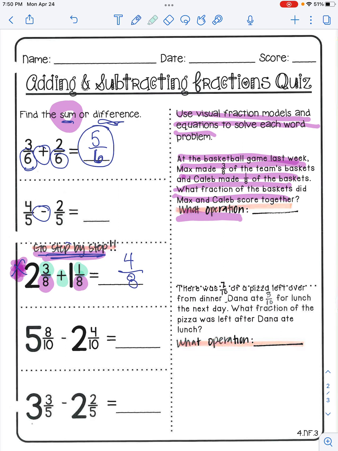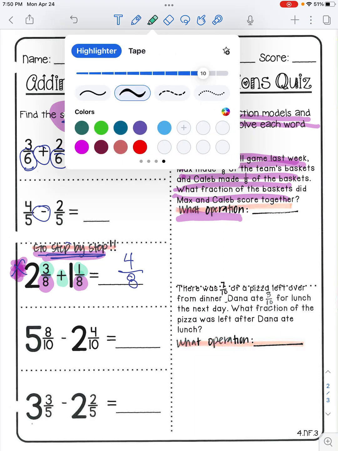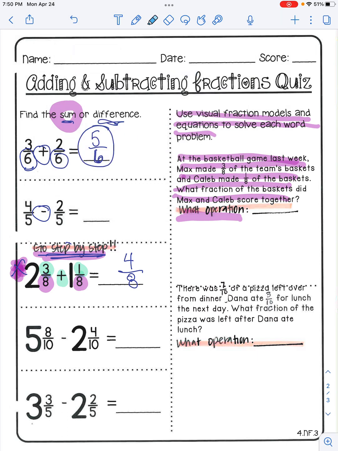Now I have to add, because this says add, my whole numbers. So what is 2 plus 1? 2 plus 1 is 3. So I'm going to go ahead and put 3. And my answer is going to be 3 4/8. That is your answer.